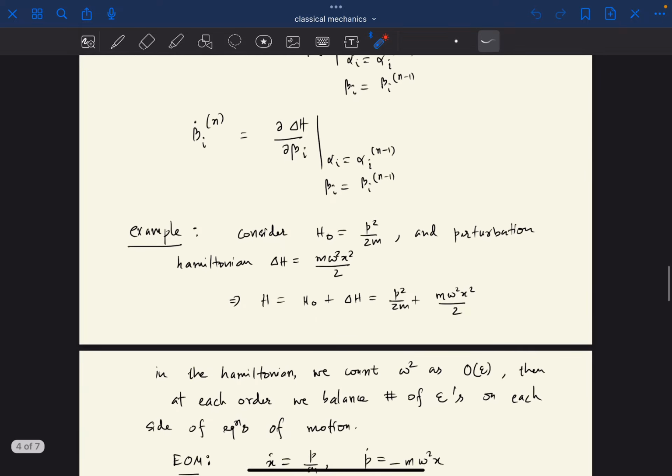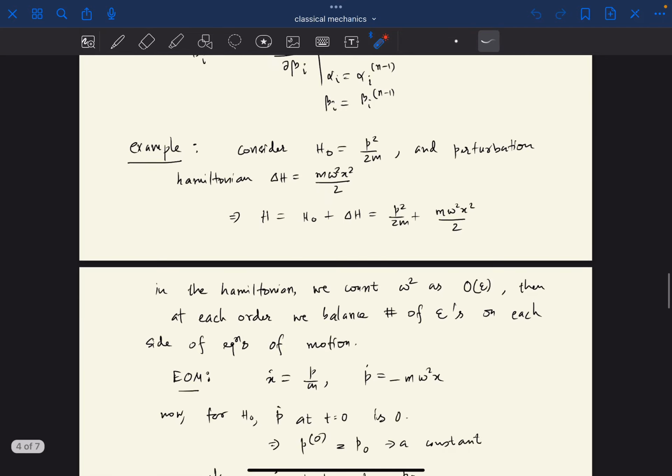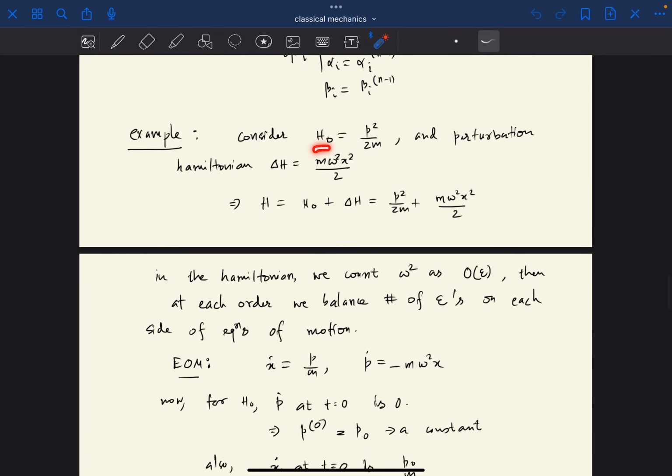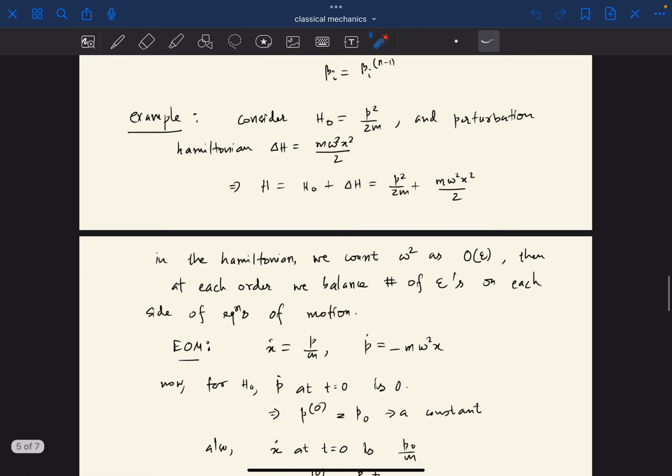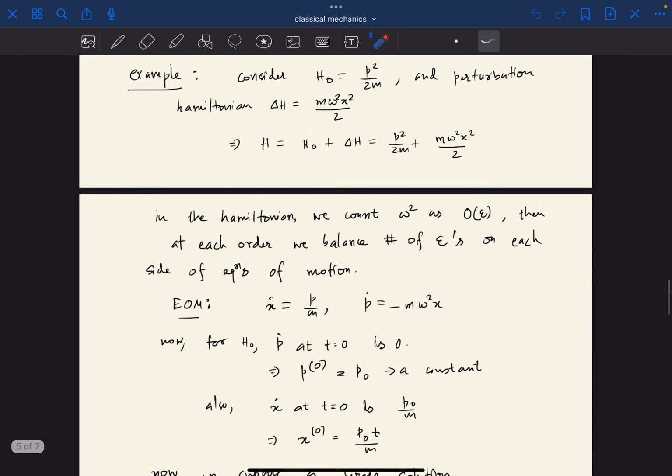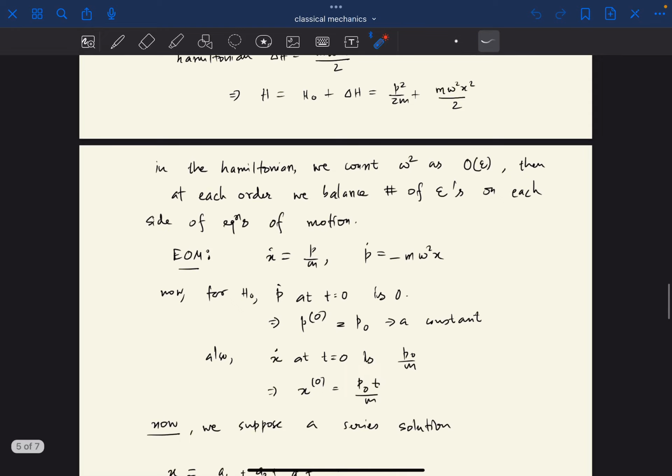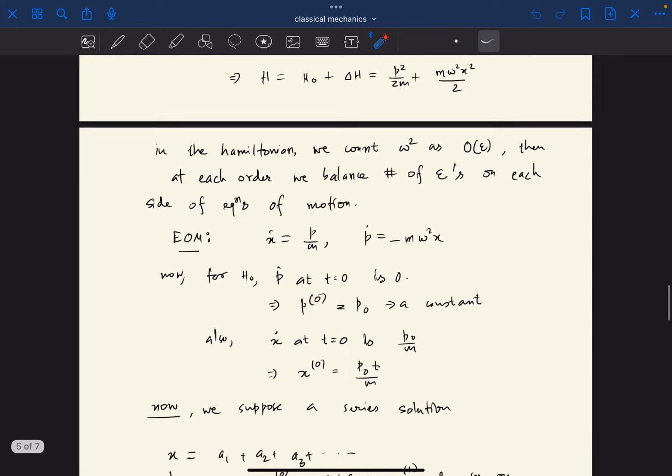So now we consider an example. H naught equals p square by 2m is the Hamiltonian of a free particle, and the perturbation we are adding is m omega square x square by 2, where we take omega square as our order epsilon. Then at each order we balance the number of epsilons on each side of the equations of motion.